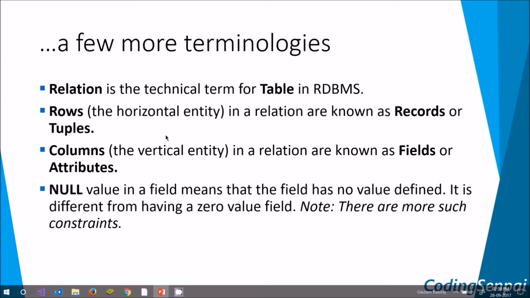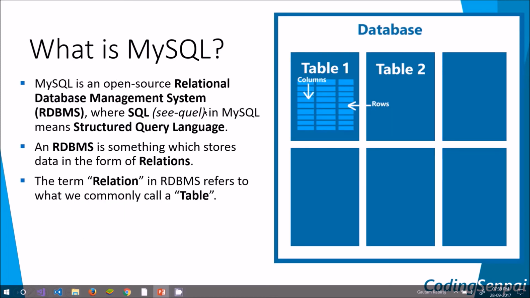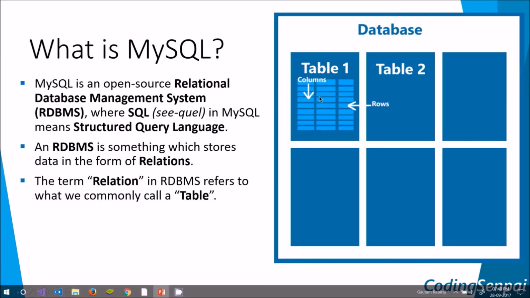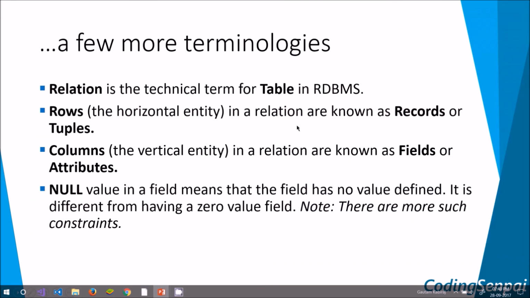Here are a few more terminologies. Relation is the technical term for table in RDBMS, which I just told you a few minutes before. Rows are the horizontal entity. Now, in this slide, these are the rows, the horizontal ones. I haven't given them a name, so you need to visualize them. This horizontal stuff. These are basically rows. The horizontal entity in a relation are known as records or tuples. Now these records and tuples are the technical terms used in RDBMS for rows. And for columns, the vertical entity, this one, columns which I have highlighted, these are known as fields or attributes. So when someone says attribute in RDBMS, they basically mean column.